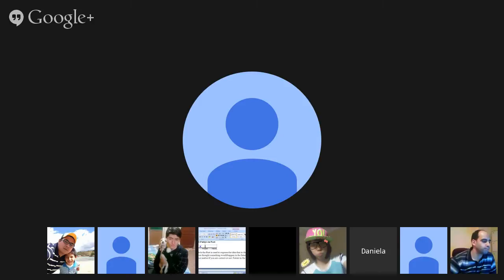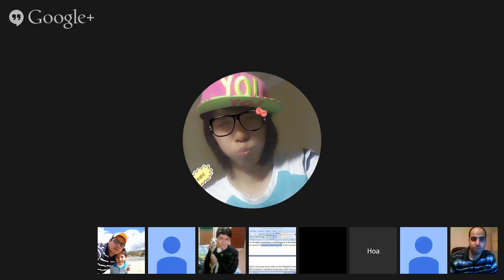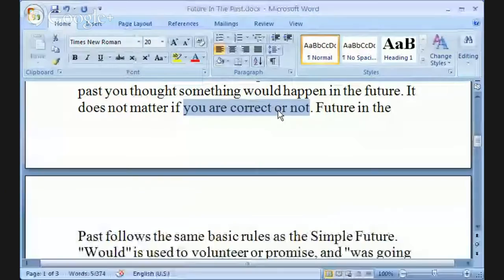Okay. That's the idea. Now, it does not matter if you're correct or not. You just have to believe you're correct. This is often the case when you're playing around with modals. Would, might, will, can, could. Okay, the validity of your statement is totally not a factor in the grammatical construction, if I can say that.